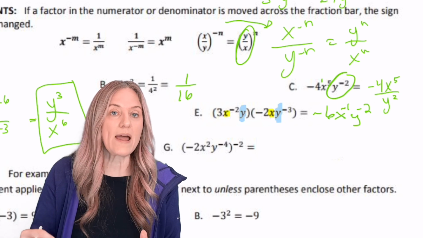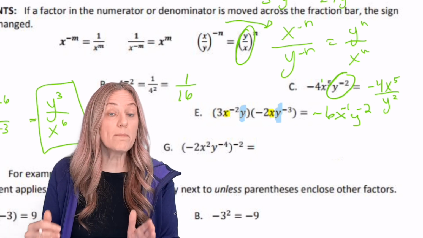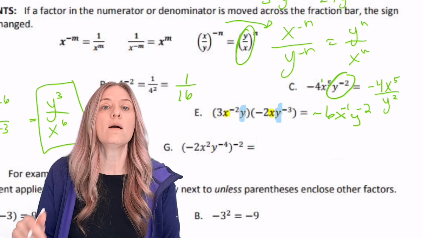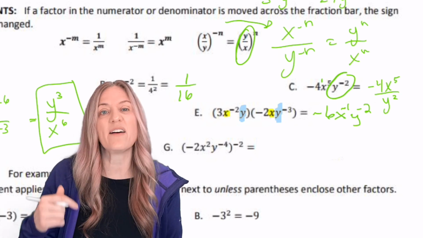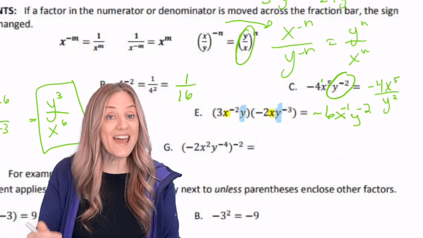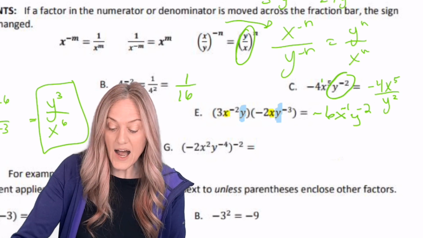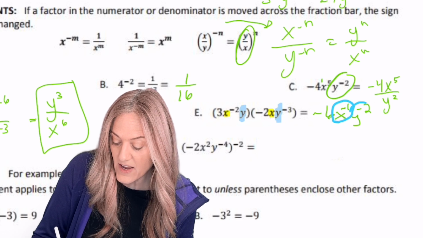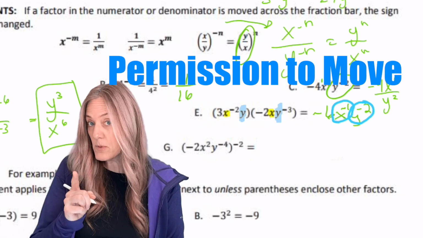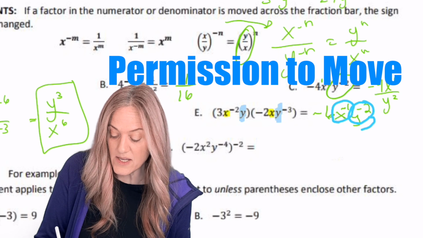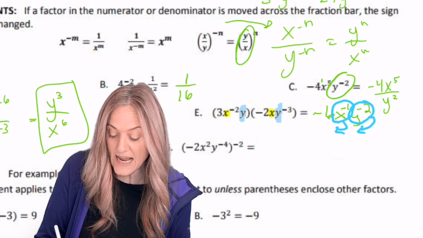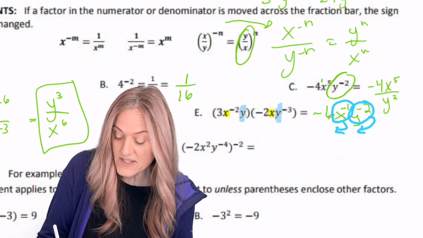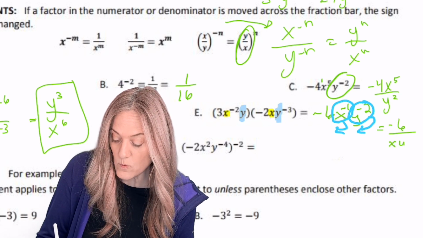Then I want to rewrite with positive exponents. Remember, negative 6 is a coefficient. It does not move. But that x and the y both have negative exponents, so they have permission to move. I like to do a little circle, anything that has a negative exponent, and say permission to move. And in this case, they're in the numerator, so I need to move them down. So my final answer for this problem should be negative 6 divided by xy squared.